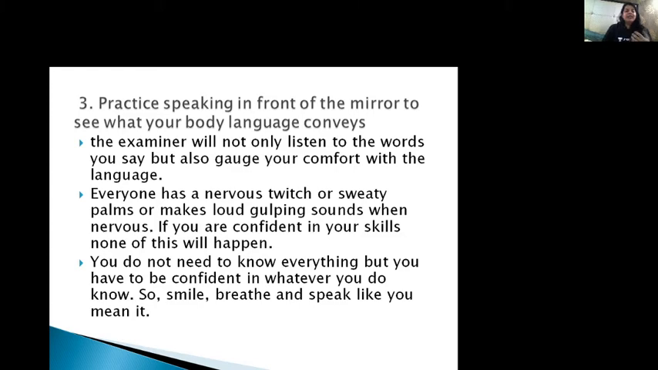Okay, because the examiner is also gauging your comfort level with the language, that's why probably IELTS is not yet purely online. So whether you have sweaty palms, or nervous twitches, or you're making gulping sounds while being nervous, you will figure it out in advance, and you will have time to work upon it, right? So you do not need to know everything, but you have to be confident in whatever you do know. So smile, breathe and speak like you mean it. That is the strategy.